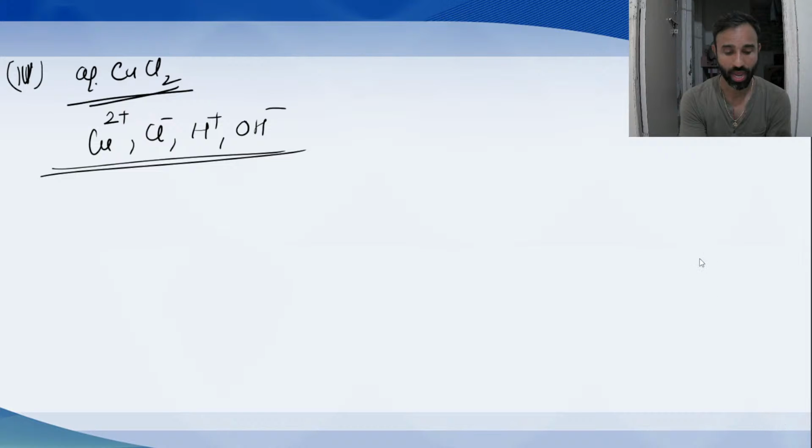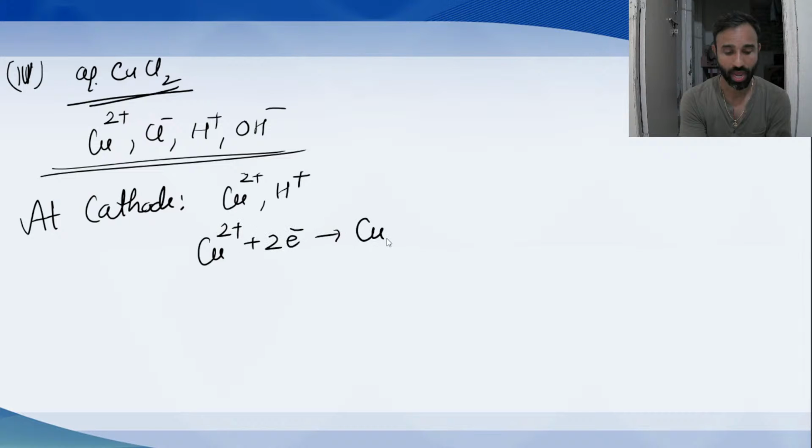So now at the cathode, obviously we have copper 2 plus and H plus. The discharge potential of copper 2 plus is less than H plus. So at the cathode, copper 2 plus will gain electrons to give copper. It depends upon the reduction potentials, okay?